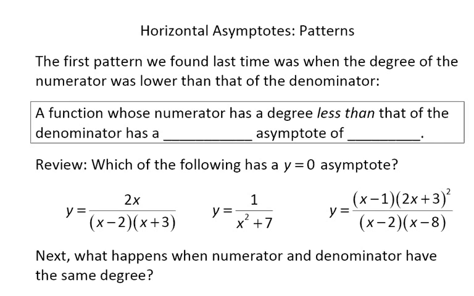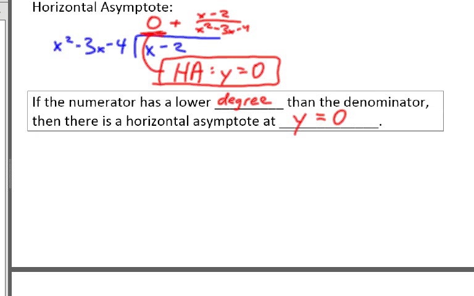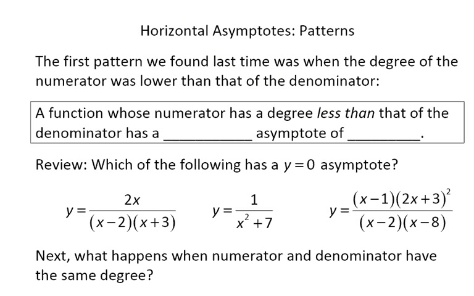What we found last time was that if we tried to divide a numerator by a denominator of higher degree, we get no quotient, hence a horizontal asymptote of y equals 0. This is the first pattern that we fill in. Horizontal asymptote of y equals 0. If you'd like to take a moment to pause the video and make sure you can identify those, please give it a try.